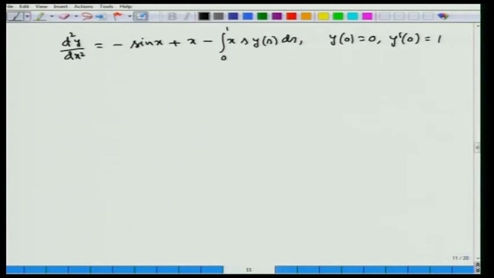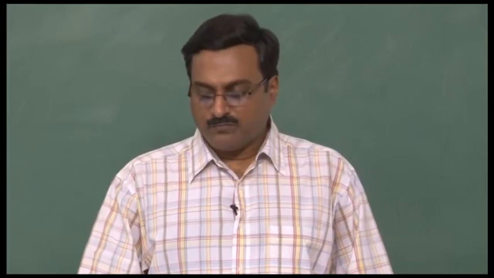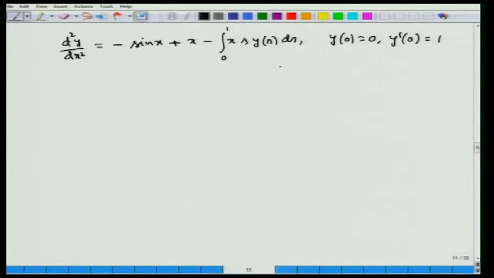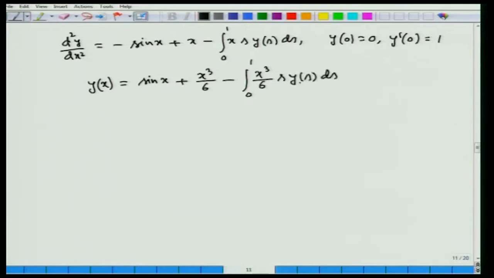This equation we have solved initially. Now, at that stage you can recall we have used that integral 0 to 1 of s y(s) ds is equal to beta. Now, without replacing integral 0 to 1 of s y(s) ds by beta, you can find after twice integration from the limit 0 to 1, y(x) equal to sin x plus x cube by 6 minus integral 0 to 1 of x cube by 6 s y(s) ds. This result we have obtained using the conditions y(0) equal to 0 and y dot(0) equal to 1.